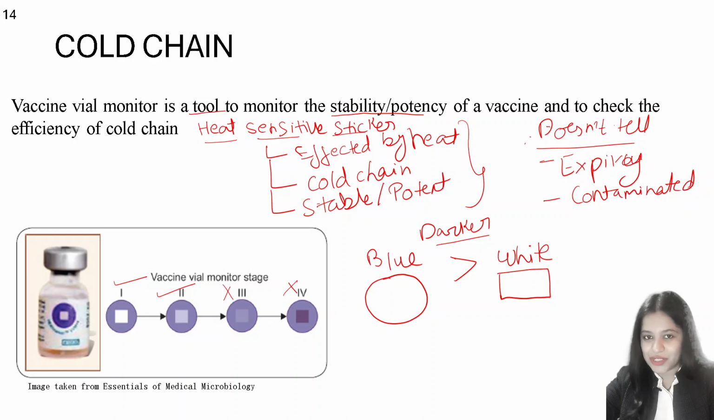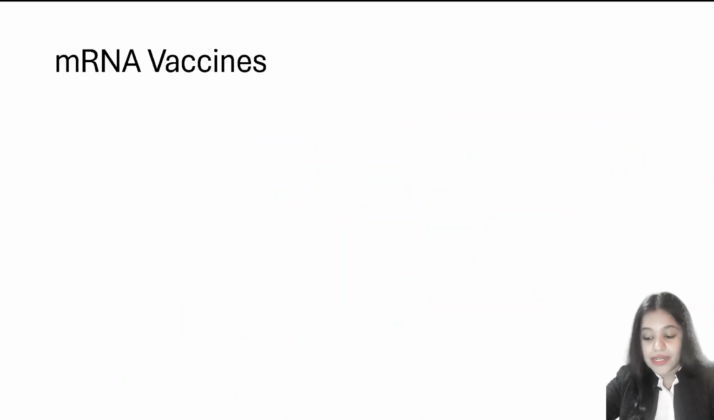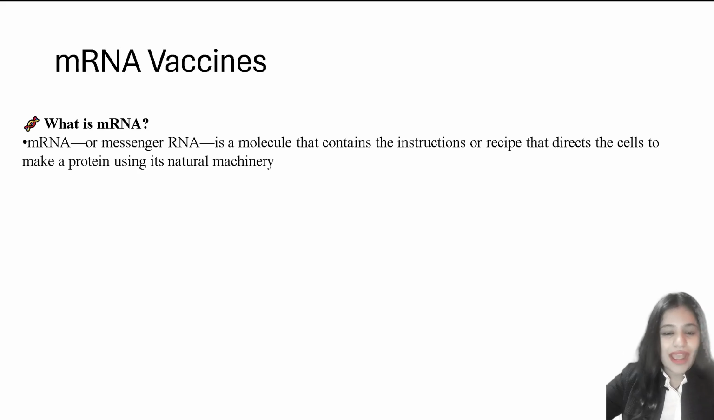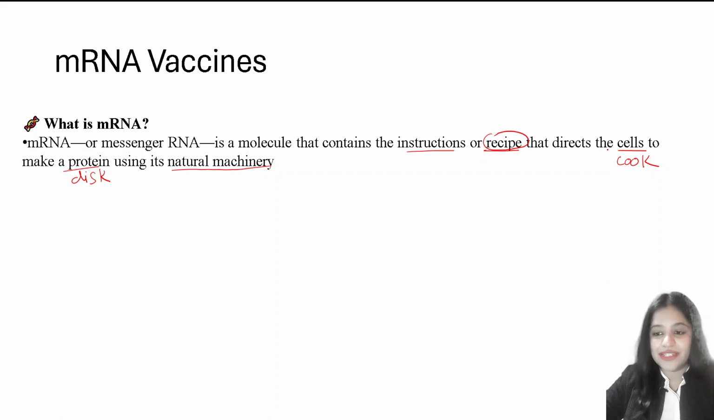Now, let's see some newer vaccine technology. The mRNA vaccines. Before we know what mRNA vaccines are, let's see what mRNA is. mRNA, or messenger RNA, is a molecule that contains the instruction or recipe that directs cells to make a protein using its natural machinery. So, if your cell is a cook and it has to make a protein dish, then this mRNA is like a recipe which directs the cell to make this protein dish, using only the natural machinery, that is the natural ingredients present in its kitchen.